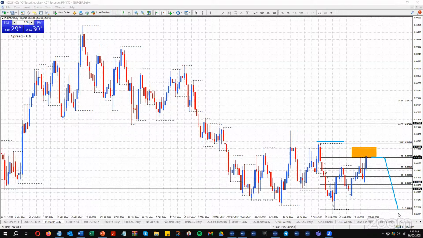Now, of course, it's a little bit dangerous with the pound news coming up, but in terms of a pattern, you have a 79% retracement pattern there. Are we moving back down to the downside based on the weekly trend there?